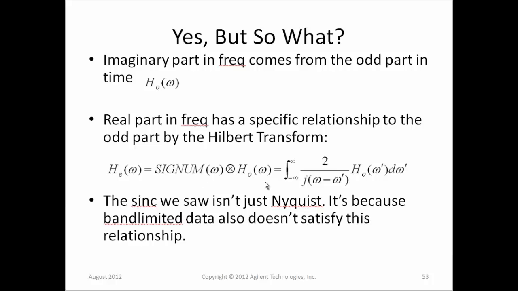In the frequency domain, it's the Fourier transform of signum, which is uppercase signum in omega, convolved with the odd part of the Fourier transform, and this convolution is called the Hilbert transform. It's just 2 over j integrated over some dummy variable omega prime. So the sinc function we saw isn't just Nyquist, it's because band-limited data doesn't satisfy this relationship.